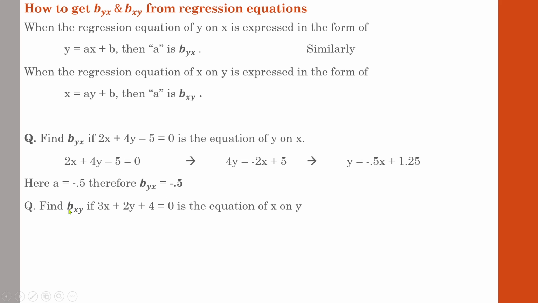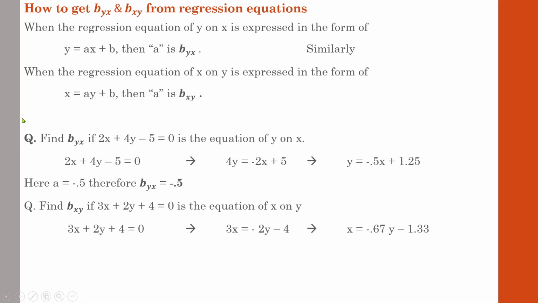So for finding bxy, you need to change this equation to the method of least square equation of x equal to ay plus b. See, x is the only variable that comes to the left hand side of the equal sign, and the remaining all comes to the right hand side. So you need to make necessary changes in this equation where the number associated with x has to come to the left hand side of the equal sign, and the remaining has to come to the right hand side of the equal sign.